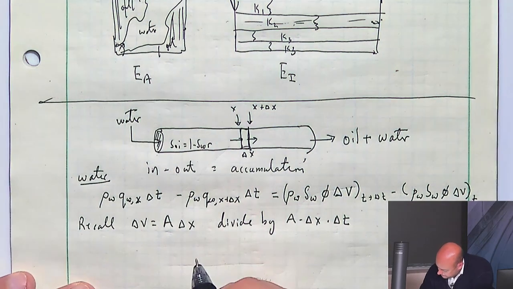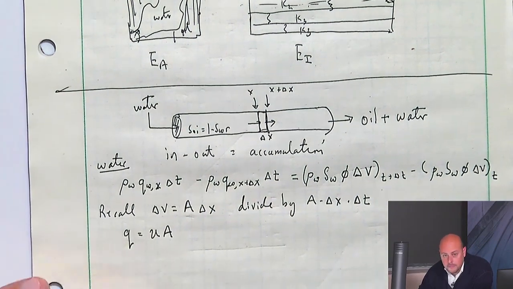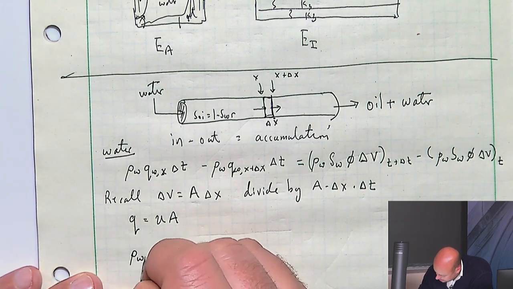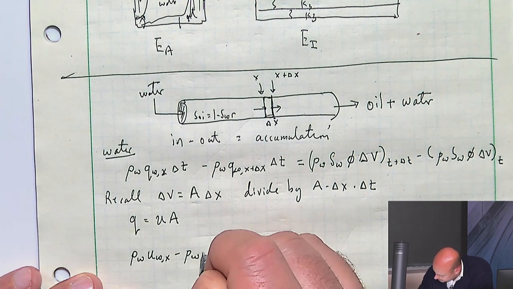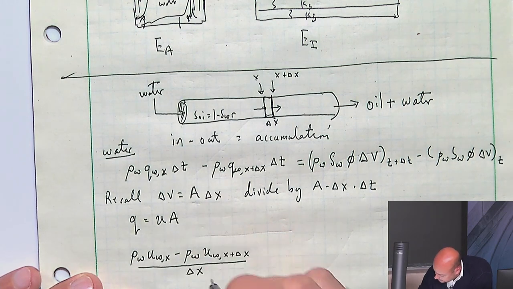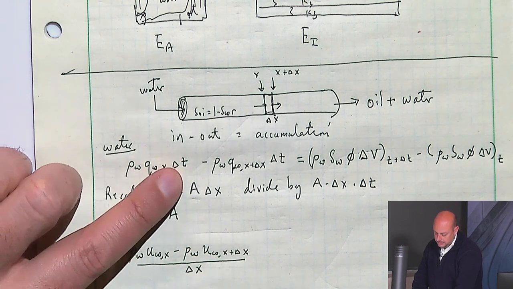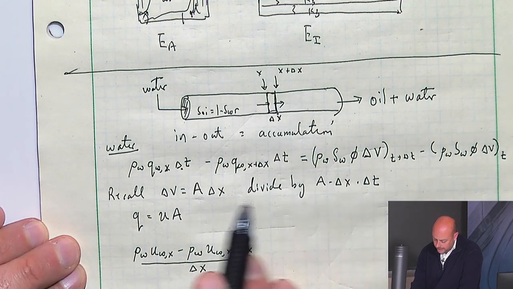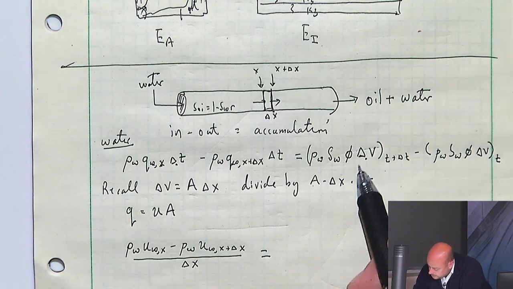Then what I get, and I should point out one other thing, that Q, the rate, is the velocity times the area. u is the Darcy velocity. Then what I'm left with is density of water times the velocity of water at x minus the density of water times the velocity of water at x plus delta x, divided by delta x. Why is that? Because I divided through by A delta x delta t. So the delta t's cancel. Q divided by A is just the velocity, but then I got a delta x in the denominator. On the right-hand side, A delta x is the delta V, so those will cancel.